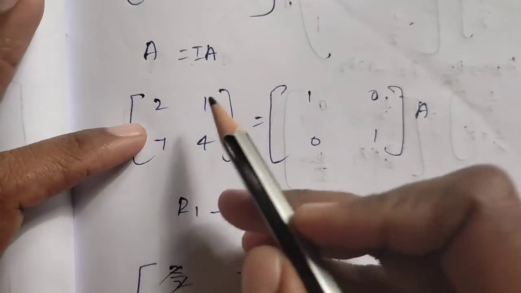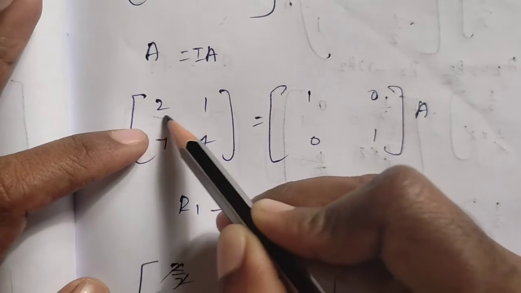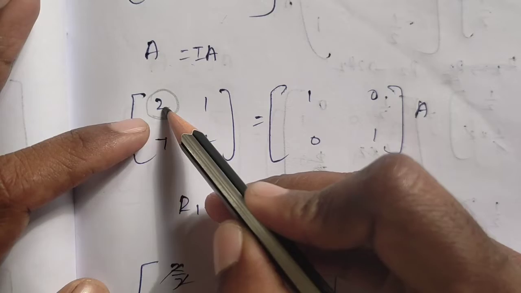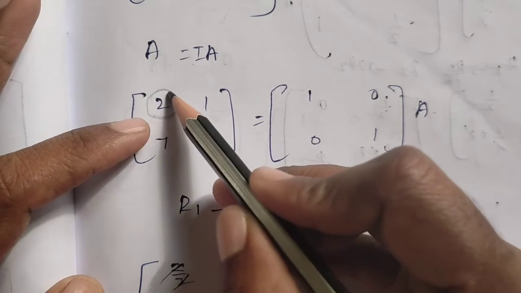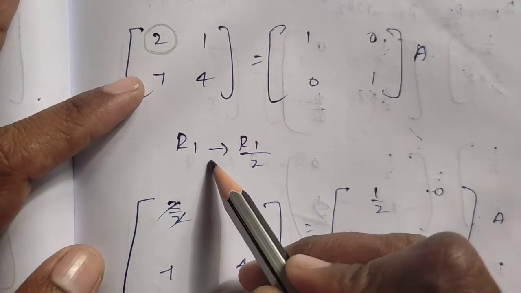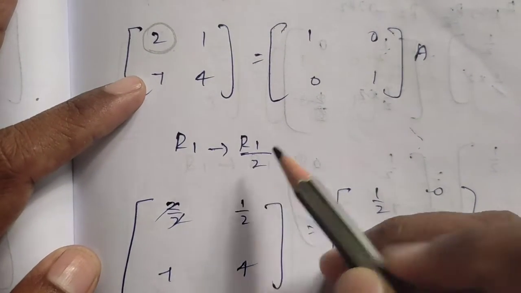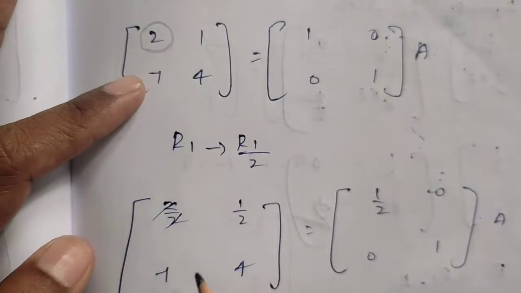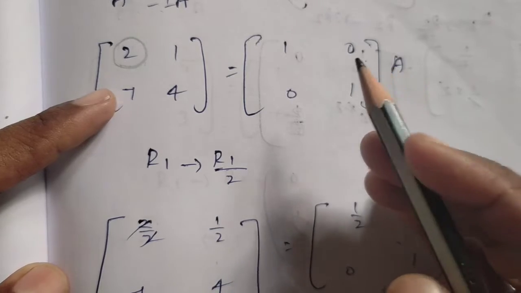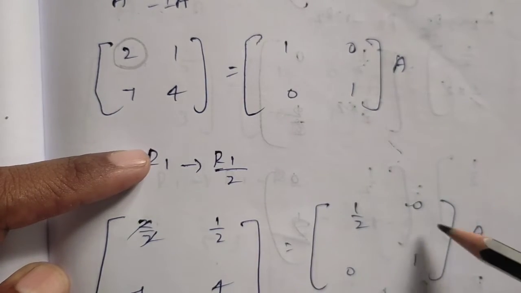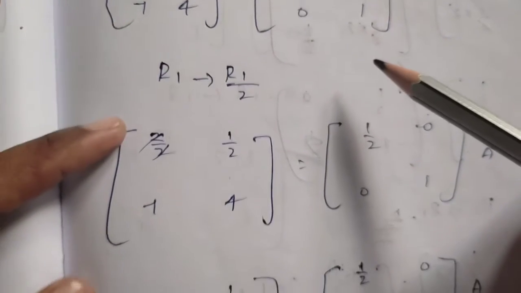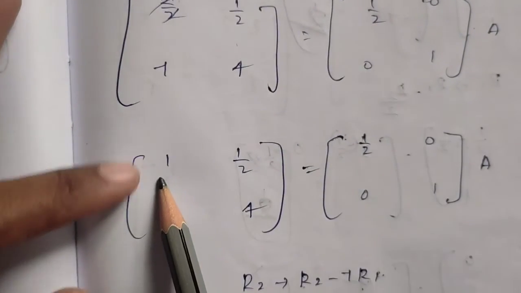Our first step is we should make the first element in the first row 1. This is done by dividing the element by itself, 2 by 2. So R1 divided by 2. So we get 2 by 2, 1 by 2. The same thing should be followed on the RHS side. So 1 by 2, 0. R2 keep as it is. Now we made our first element 1.